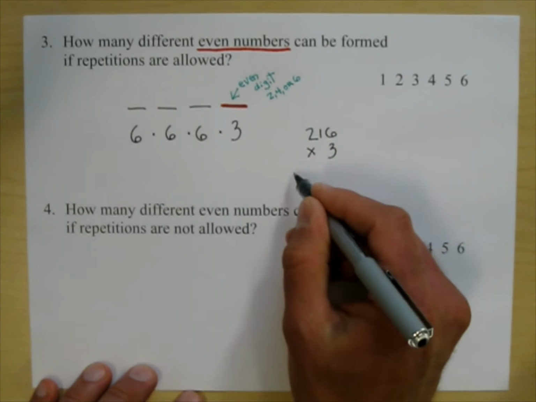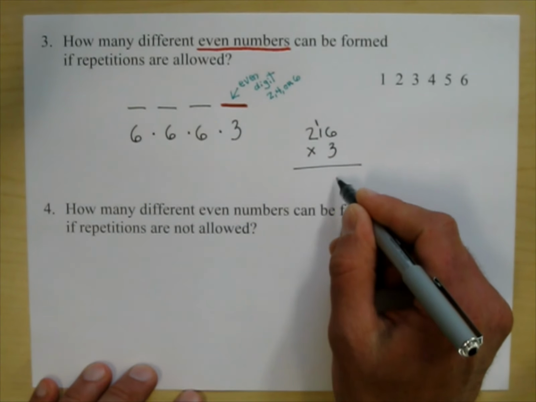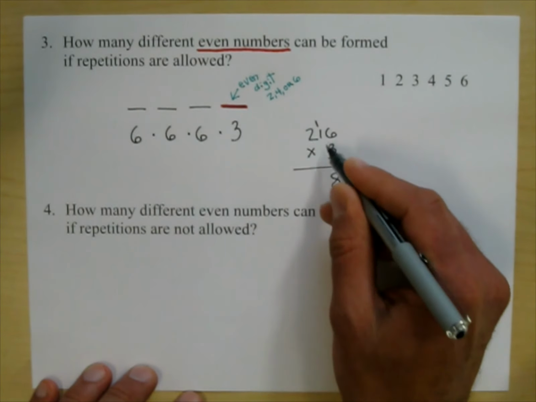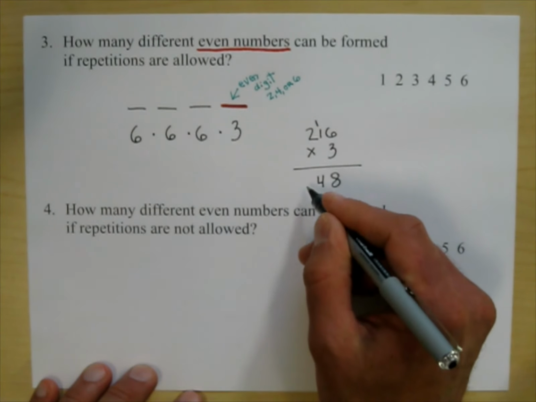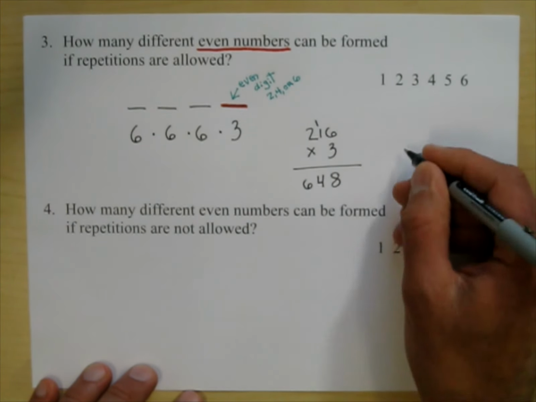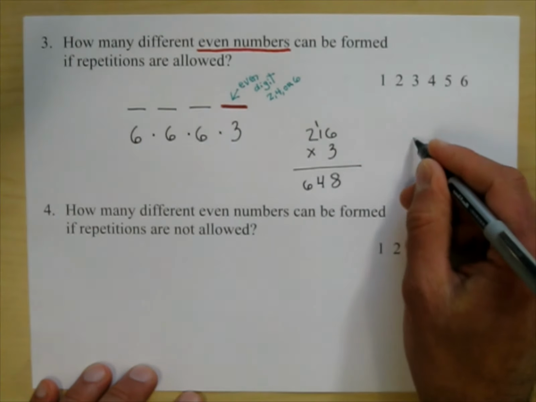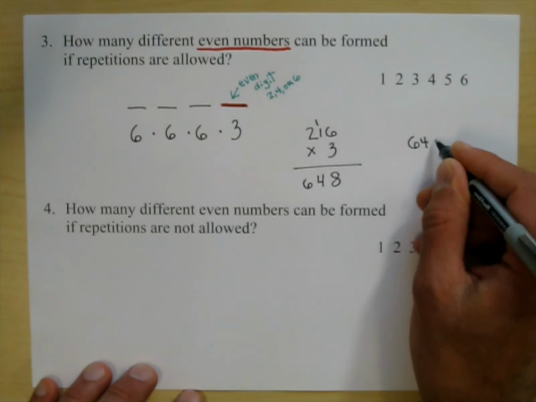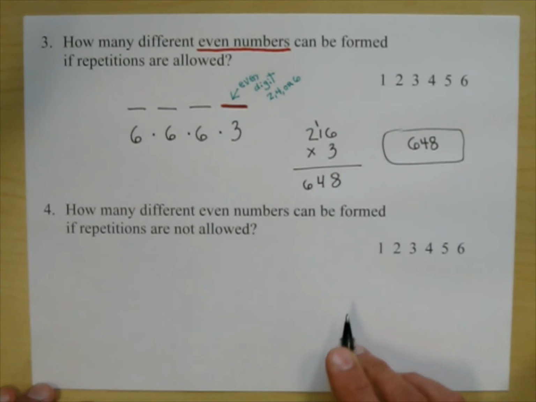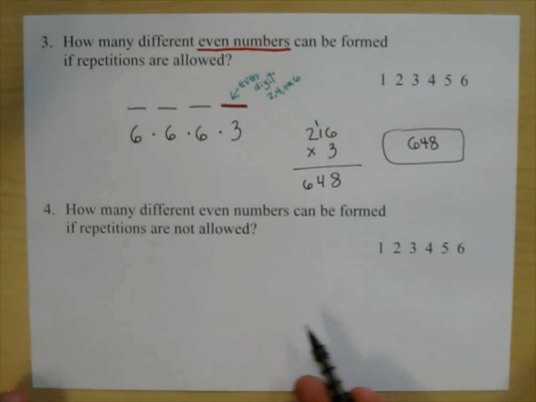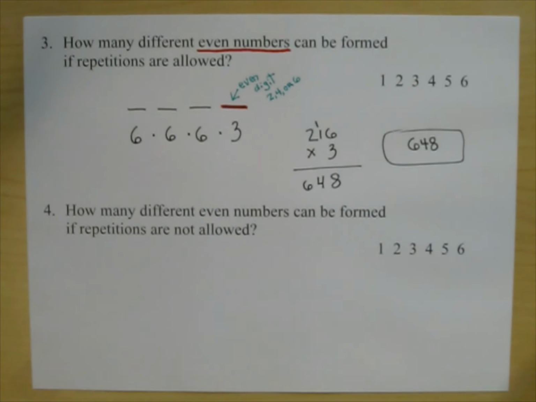That's this 3 right here. So 6 times 3 is 18. 3 add 1, 4. And then 3 times 2 is 6. So the answer to problem number 3 is 648. And at any time you could just pause the videos when you see the problems and see if you can do these problems on your own, like maybe number 4.